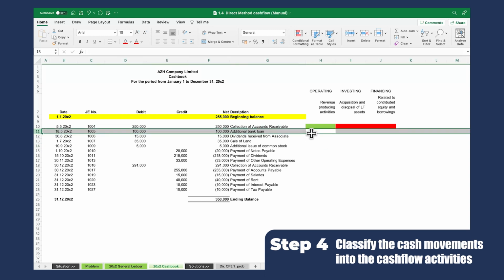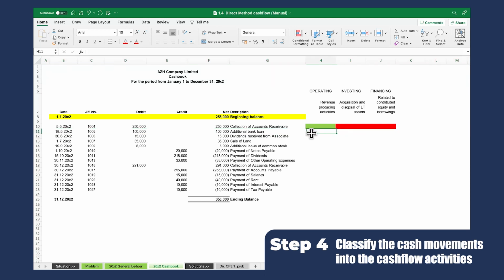An additional bank loan. It is a debit because we have received cash from the bank. And this is related to borrowings. Now, borrowings is a function of financing activities. So it's not related to operating or investing because investing is only related to long-term assets and this is a liability.